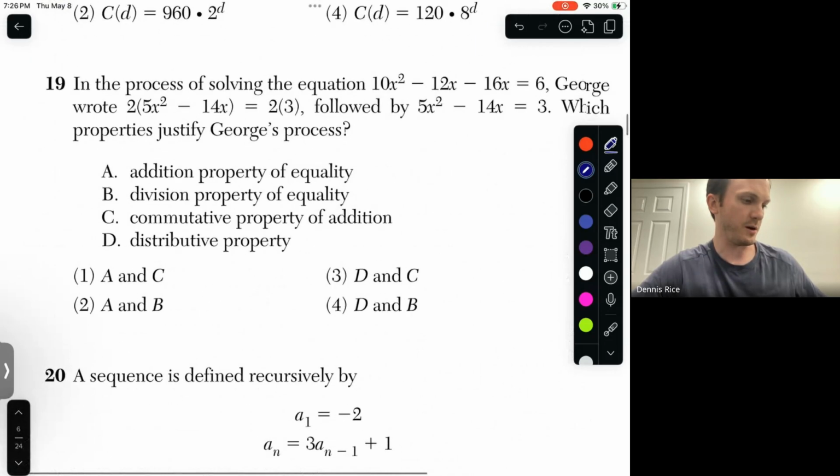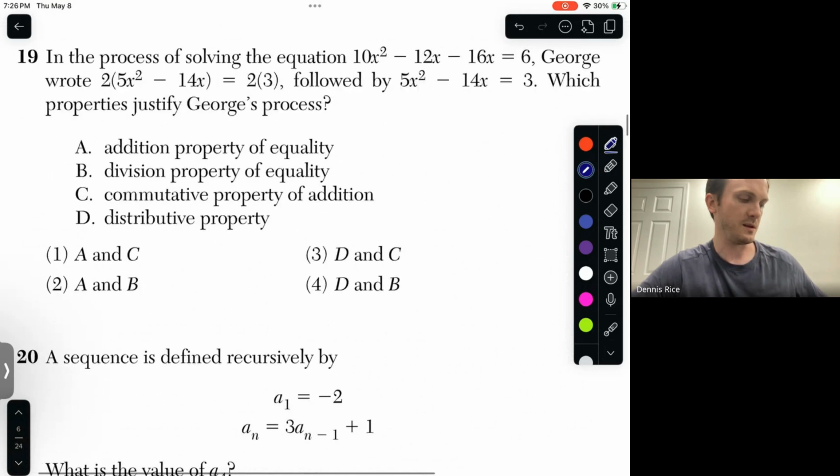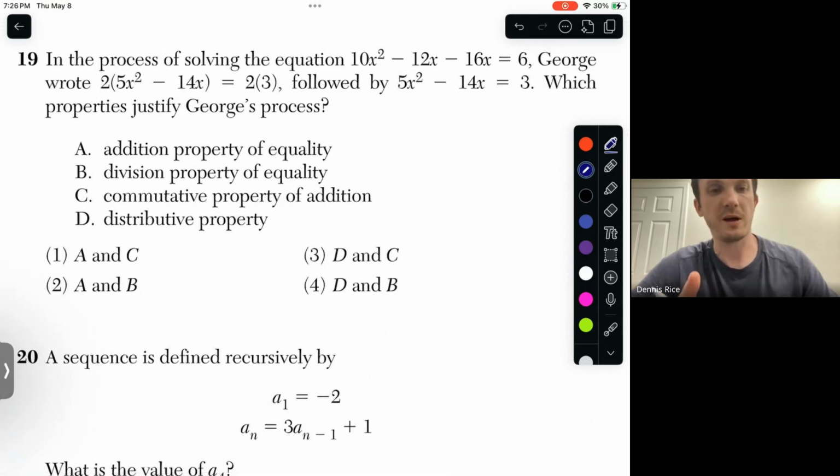A property question. That's something you're like, oh man, I did the properties all the way back in elementary school. They do sneak these in every so often. They're not super difficult, but just a little unusual because we don't see them that often. So someone was solving an equation. He wrote 2 parentheses, and then he wrote that.